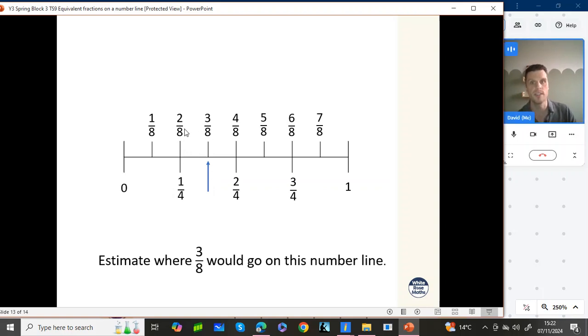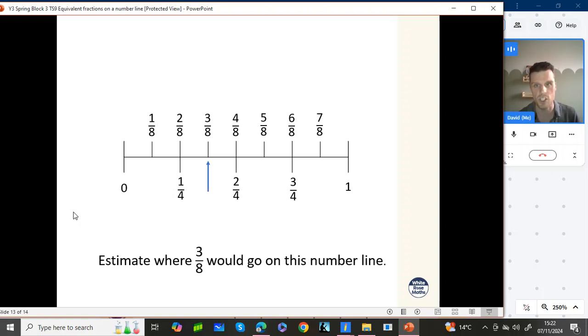So we know that 2/8 is equivalent to 1/4, and 4/8 is equivalent to 2/4. So therefore, 3/8 would be in the middle.